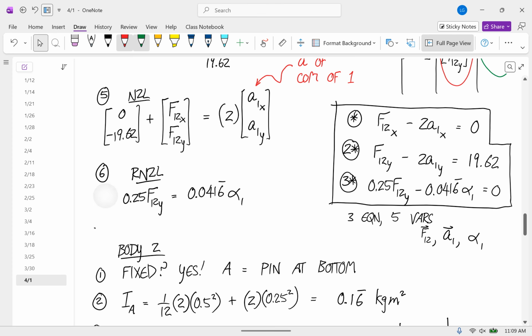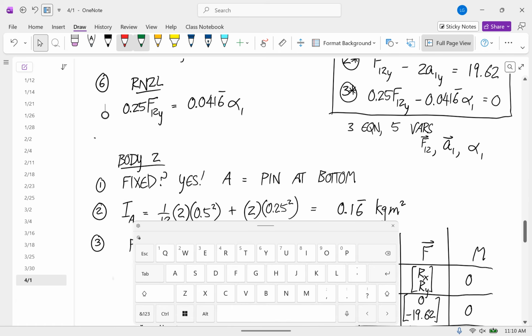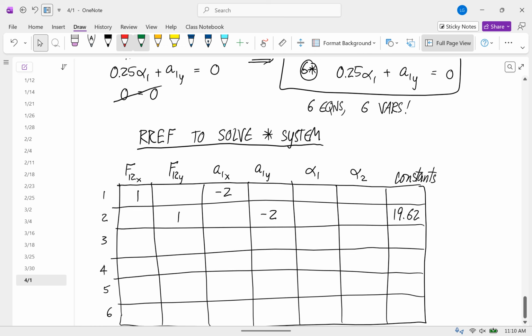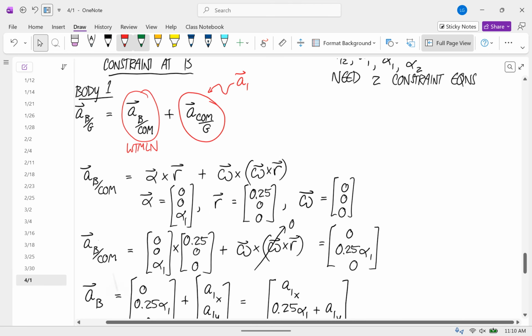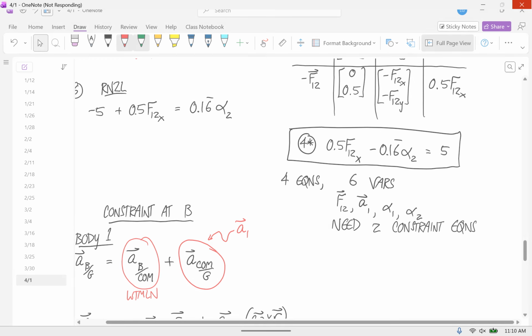Was it 0.25? Okay, 0.25. Okay, so 0.25, negative 0.0416 repeating. And that was all. And now equation 4, F12X, 0.5, alpha 2, negative 0.16 repeating, and 5.